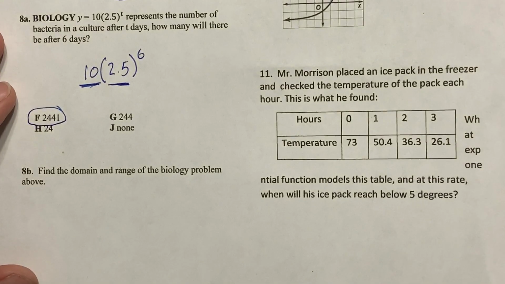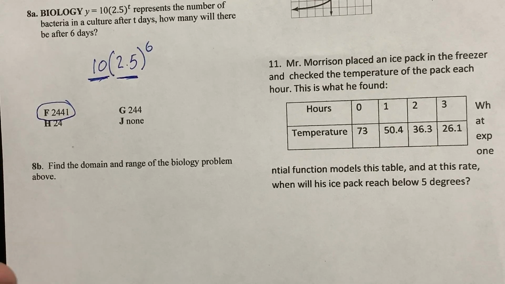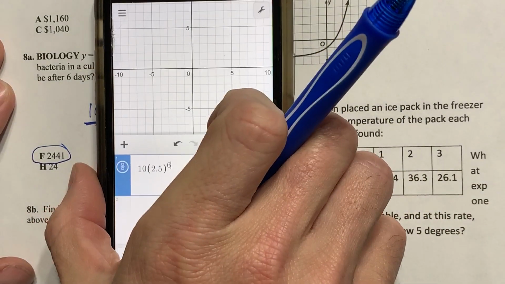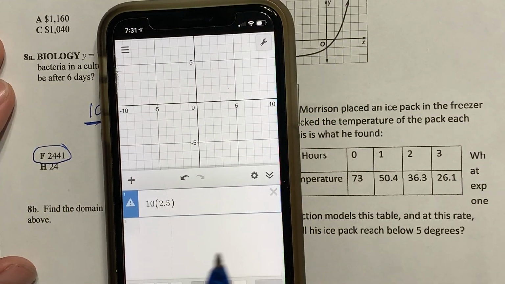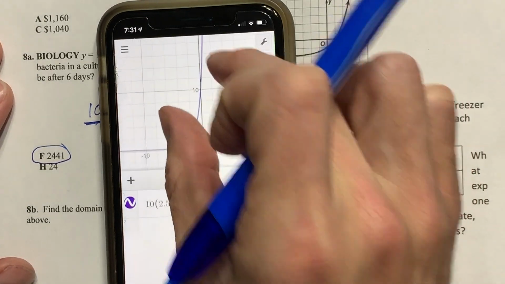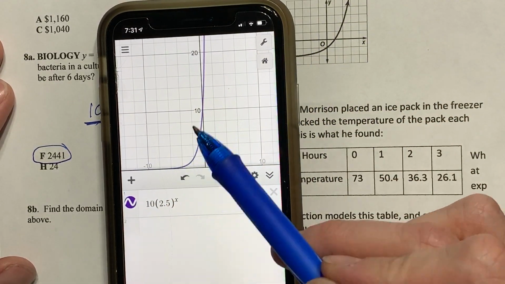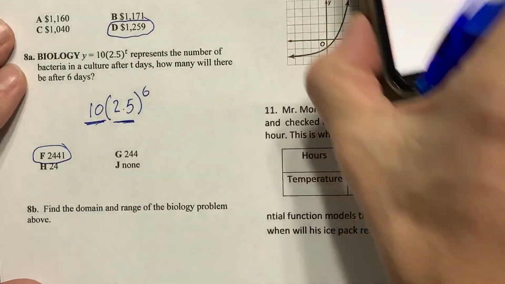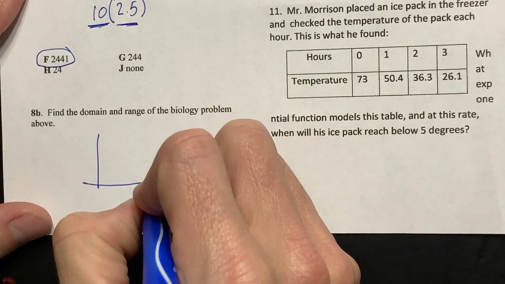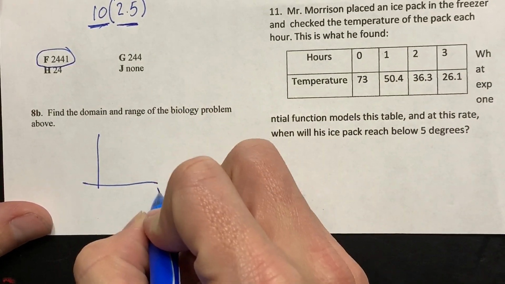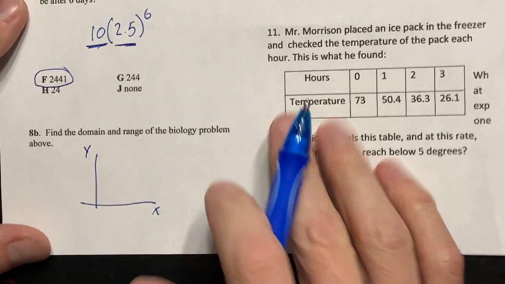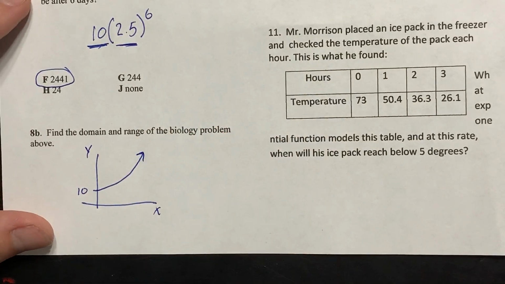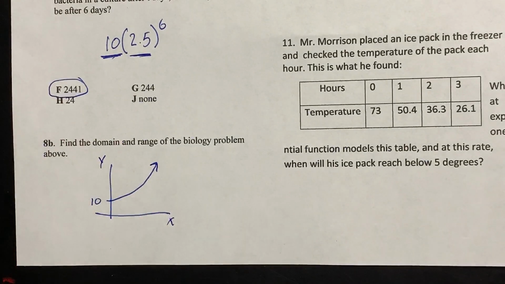Next, find the domain and range of that biology problem above. This is what we've been looking at in the last day or two. I need to sketch a graph of that. Desmos will give me a graph, but it'll be an ugly graph. I don't care about all this negative area over here, so rather than use the graph they give me, I'm going to sketch it. This is my x, that's my y. I know we start at 10 and it is increasing as time goes on. That's the only part of the graph I care about.